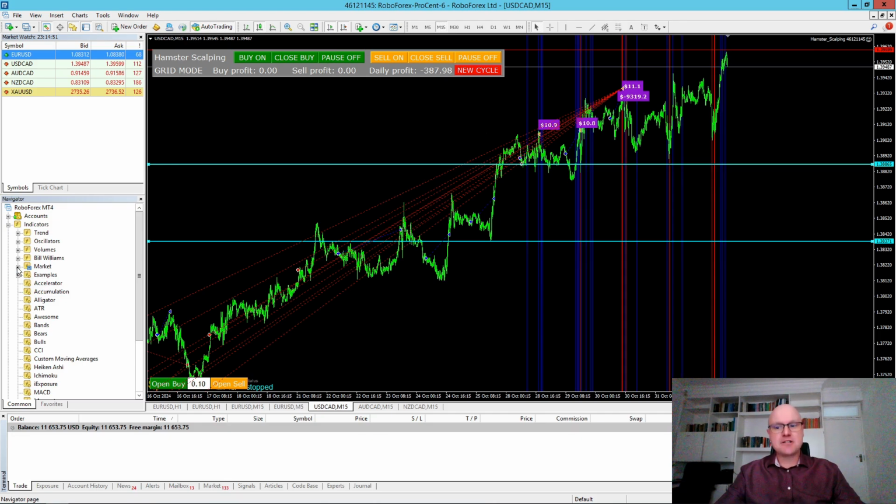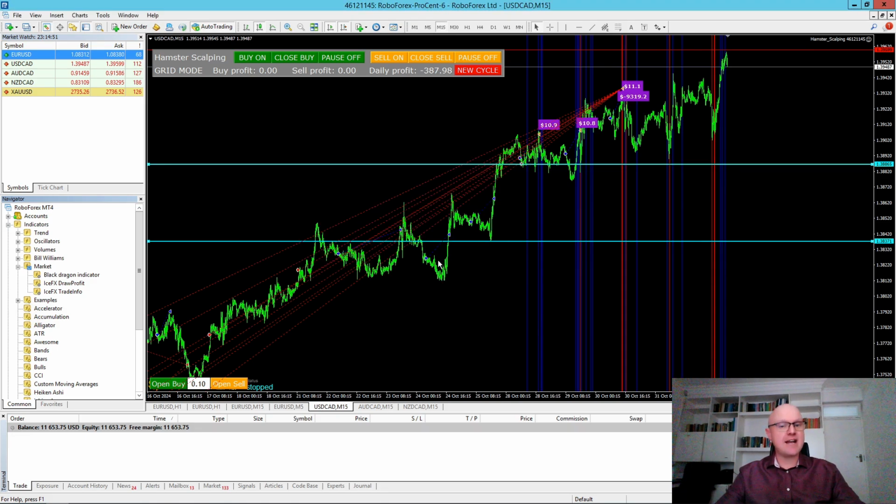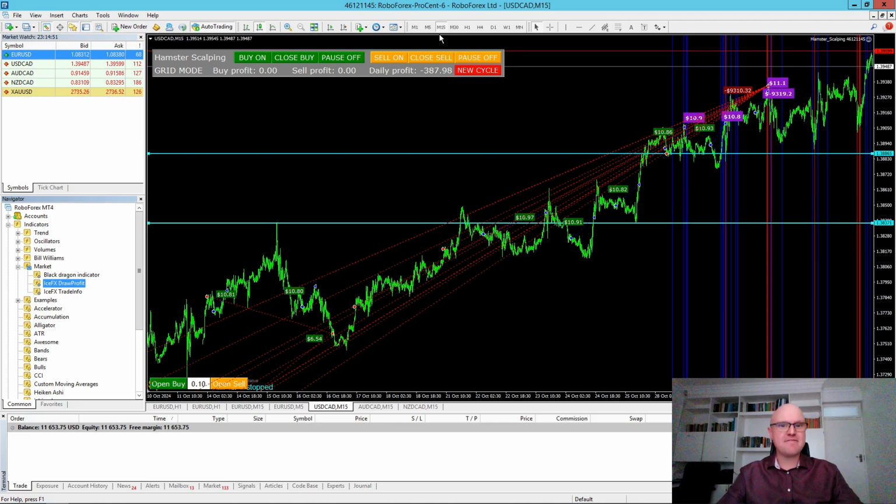Now, if we look out and add IceFX draw profit onto the chart, all of the previous trades will be seen. And before we close this loss, I saw a total profit of over 1200 on the account. But again, in my opinion, the EA is too aggressive and uses a counter trend strategy that can easily get it into trouble. Now, by using this simple tool, we can see exactly where this period started, and we'll switch out to a higher time frame as I've now completely stopped the EA from trading.